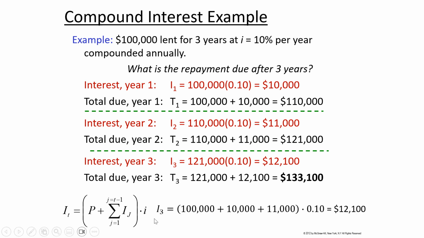So, at the end of the third year, if we were just going to use this formula, the interest that's due in year 3 would be the principal of $100,000 plus the previous interest amounts. So $10,000 was the first year interest amount, $11,000 was the second year interest amount. Adding it all together, multiply it by 0.1. So we can either do it sequentially, year by year, like this, or we can just plug it into the formula and find the interest amount in year 3 directly.